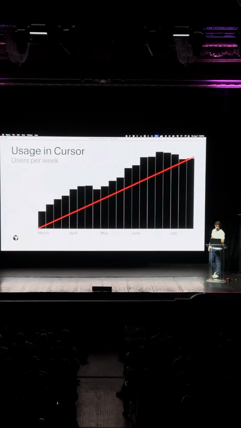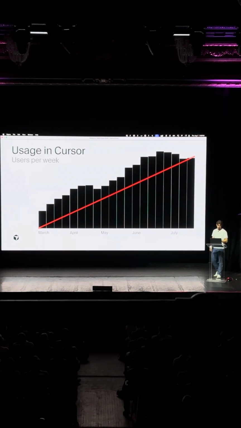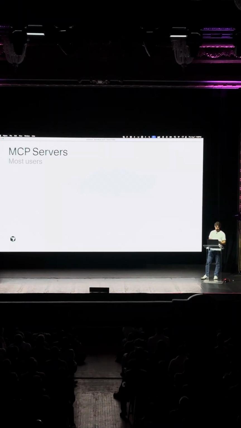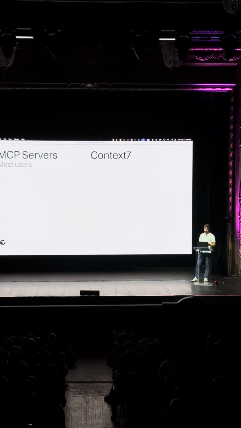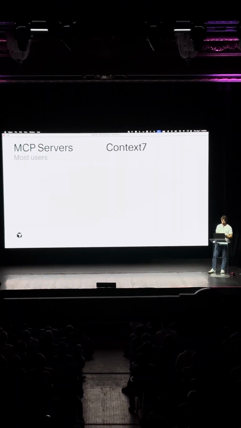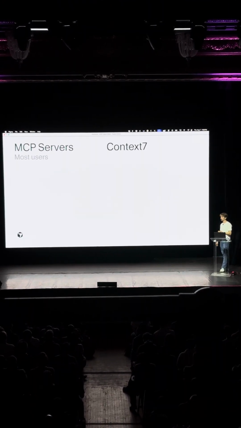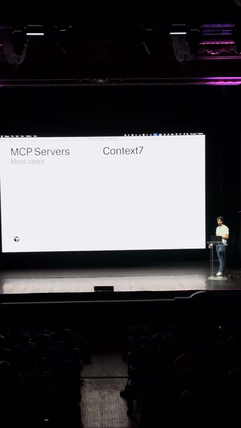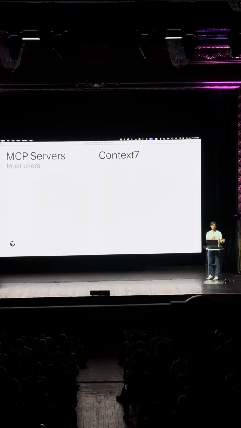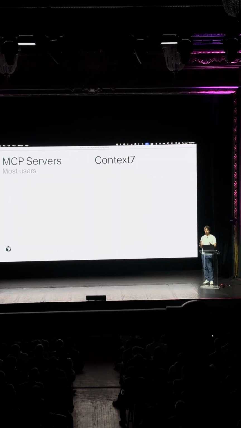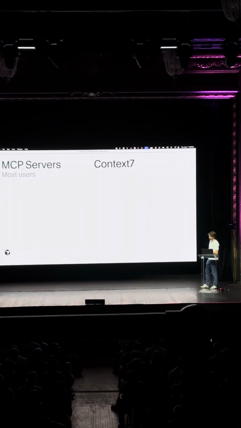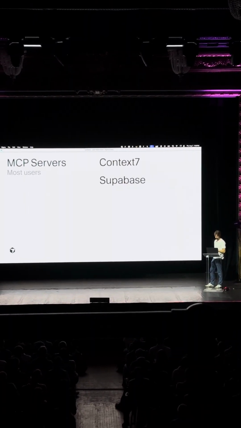If we look at what people are actually using in Cursor and the most popular servers, we can see that the most popular ones are mostly DevTools. The first one is Context 7. It's a great tool if you want to fetch documentation that is relevant to your prompts. You can also get versioned documentation, which I feel like is the real power here. So try it out if you haven't already.